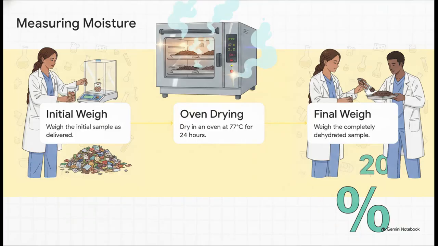Now, how do we get that dried mass? Well, in the lab, the sample is strictly dried in an oven at exactly 77 degrees Celsius for 24 hours. Why that specific temperature? Because it's hot enough to completely dehydrate the water, but low enough to stop us from accidentally vaporizing other volatile materials inside the waste, which would totally skew the data. Typically, this process reveals that standard municipal waste has a moisture range of around 20 to 40%.